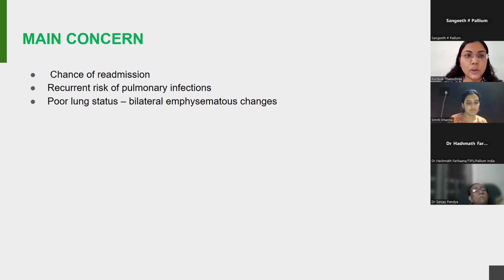The main concern of this patient was the chance of readmission, because over the last 1 year, the patient had repeated hospital admissions, around 3 admissions in a year. There was a recurrent risk of pulmonary infections owing to his underlying chronic respiratory illness and poor lung status because of bilateral emphysematous changes.